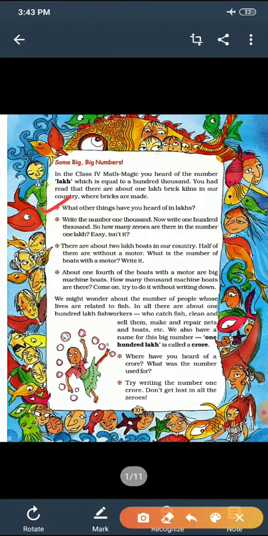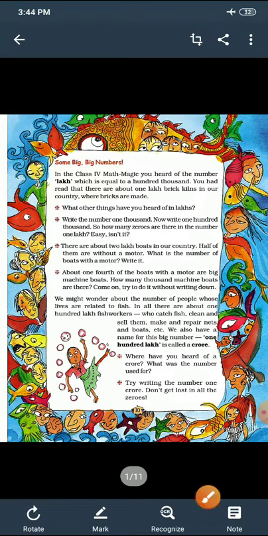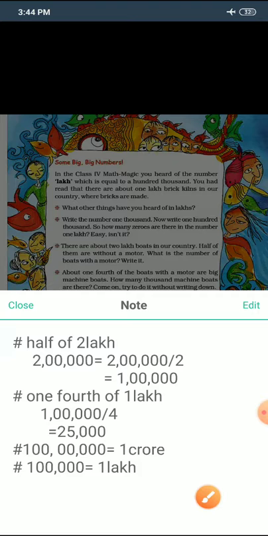Okay, now just look at this question. There are 2 lakh boats in our country and half of them are without motor. We have studied that there are 2 types of boats: one with motor and the other without motor. So among 2 lakh boats, half of them are without motor. What is the number of boats without a motor?